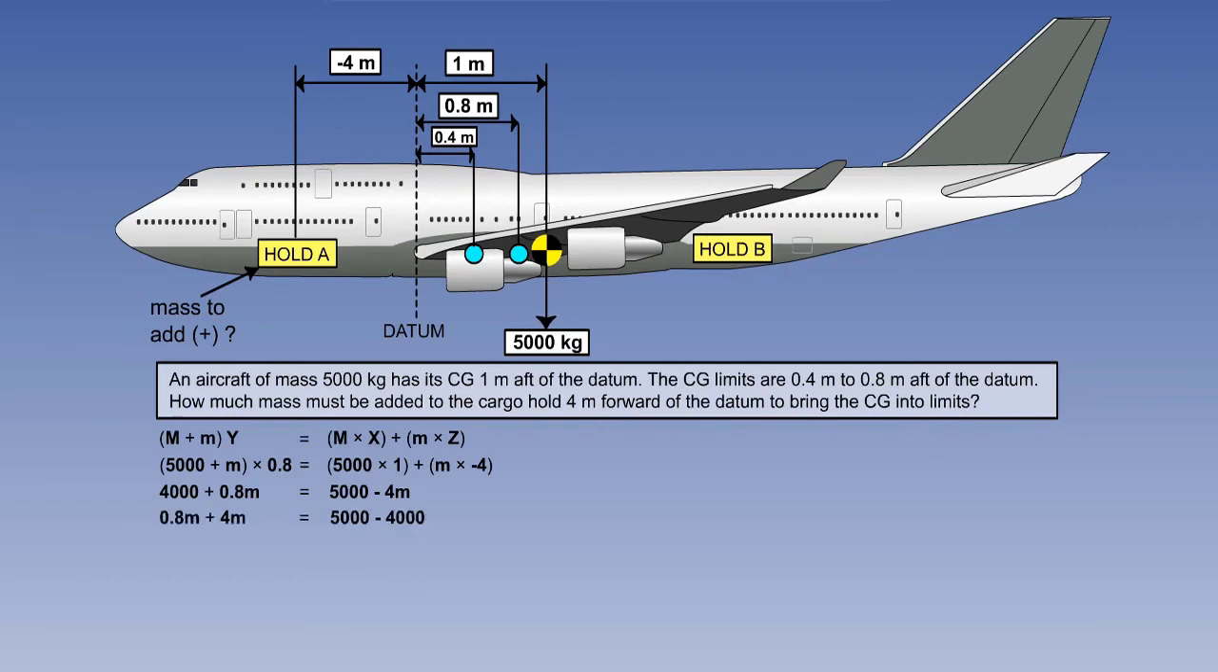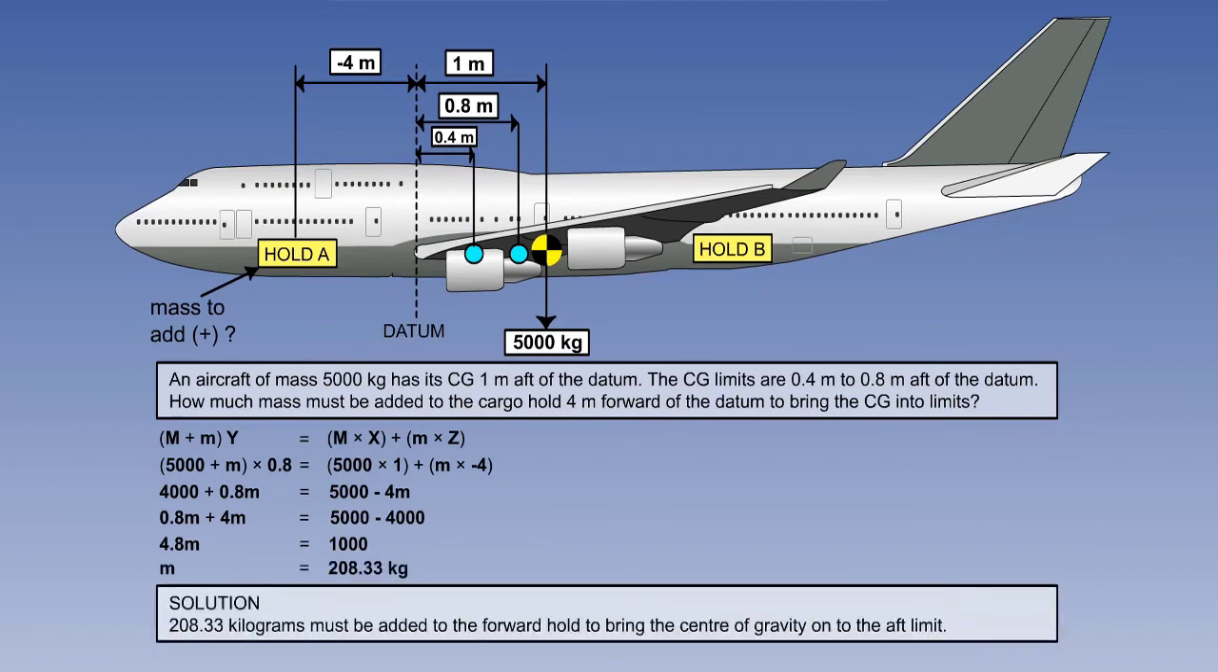Bring all of the values for little m, 0.8 plus 4, to the left side, and the whole numbers, 5,000 minus 4,000, to the right side. On the left-hand side of the equation is 4.8 little m equal to 1,000 on the right side. The value of little m is achieved by dividing 1,000 by 4.8, resulting in 208.33 being the mass in kilograms that has to be added to the forward hold A to bring the centre of gravity onto the aft limit.